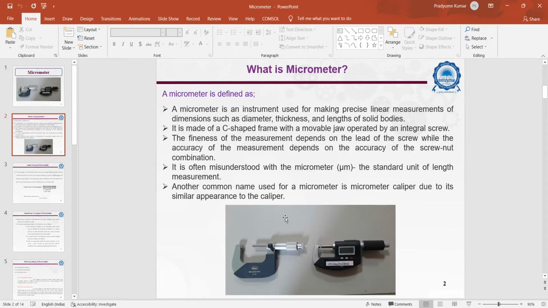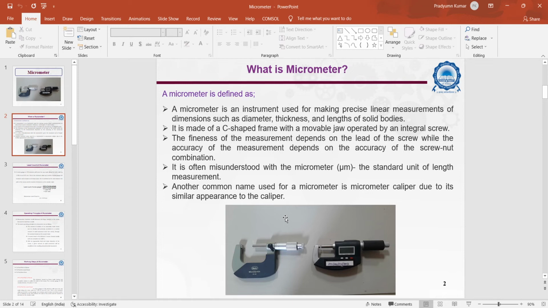So, what is a micrometer? A micrometer is an instrument used for making precise linear measurement of dimensions such as diameter, thickness, and length of solid objects. It is made of a C-shaped frame with a movable jaw operated by an integral screw. The finesse of the measurement depends on the lead of the screw, while the accuracy of the measurement depends on the accuracy of the screw-nut combination.